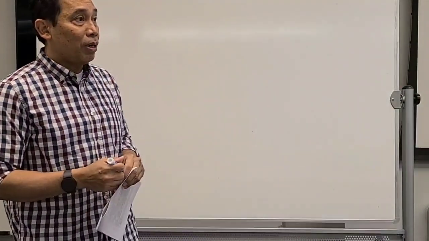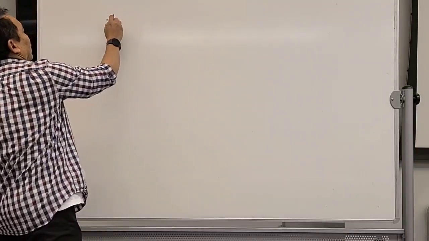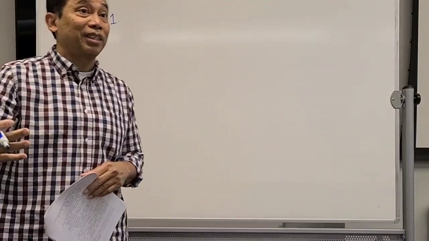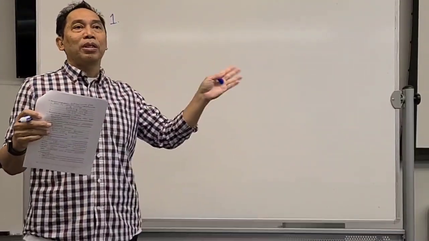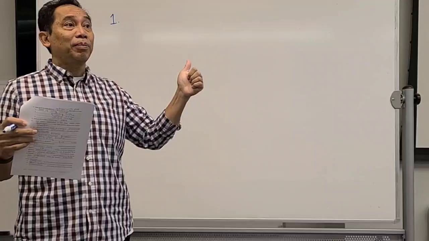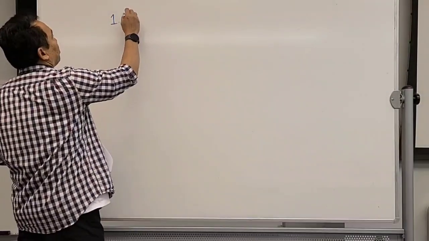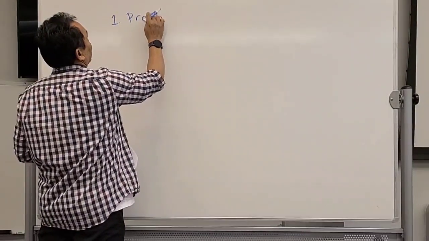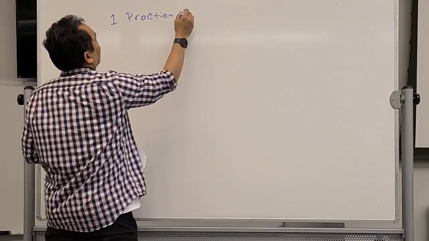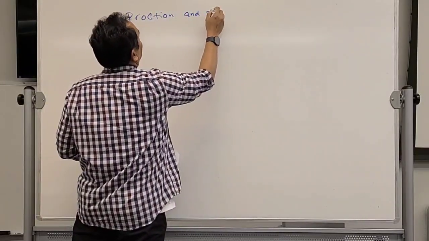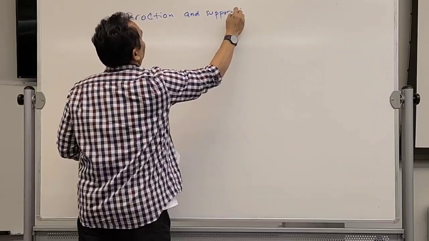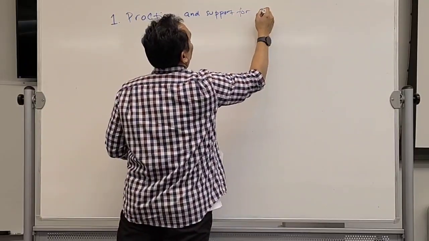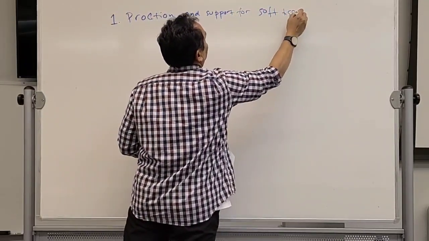Let's see. At least there are 5 functions of bone. Okay, remember bones is a hard material. So the first function will be for what? Protecting and supporting the soft tissue. That's gonna be the first function. Protection and support for soft tissue. Okay.